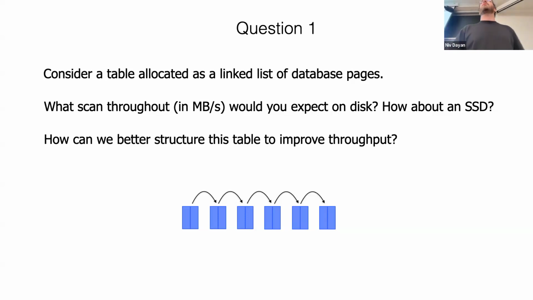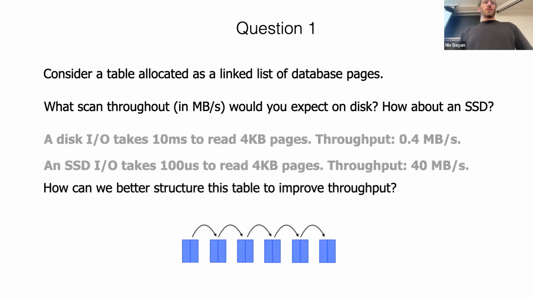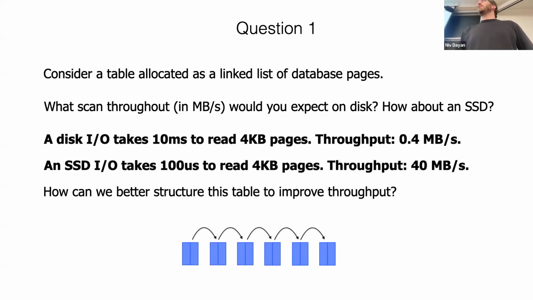Does somebody have a quick figure they'd like to give me based on this? Okay, let me give you the answer, because this is just a warm-up. You don't need to know that much to answer this kind of question. This IO takes about 10 milliseconds, and we're reading things at the granularity of pages, so 4 kilobytes at a time. So you might expect 0.4 megabytes per second. An SSD is 2 orders of magnitude faster with respect to random reads, so you might expect 40 megabytes per second. So, not rocket science yet.